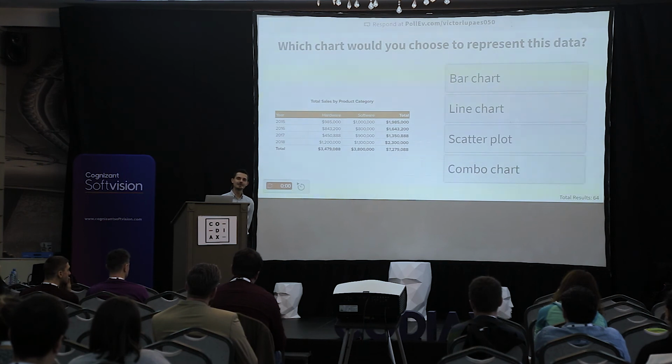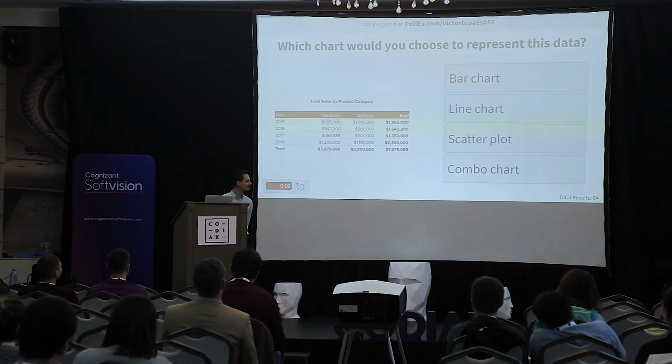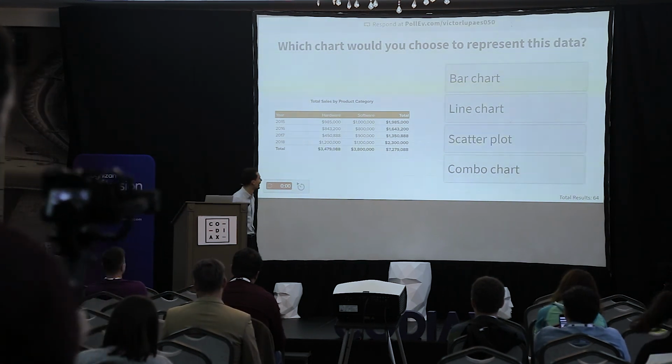Did some of you start to use more than one mobile phone for answering? Because now I'm seeing 64 total results instead of 58. Okay, not nice of you.